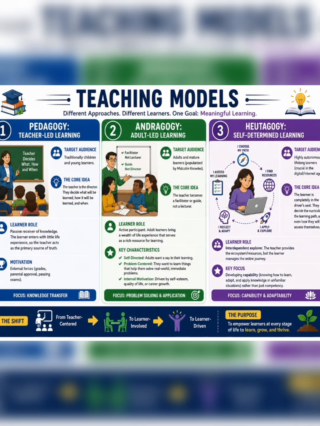Look at the cycle around the student icon. I choose my path, I find resources, I apply and explore, I reflect and adapt, I assess my learning. The teacher merely provides the ecosystem. The focus here transcends simple knowledge. It is all about capability and adaptability, knowing how to learn and applying it to entirely unfamiliar situations.